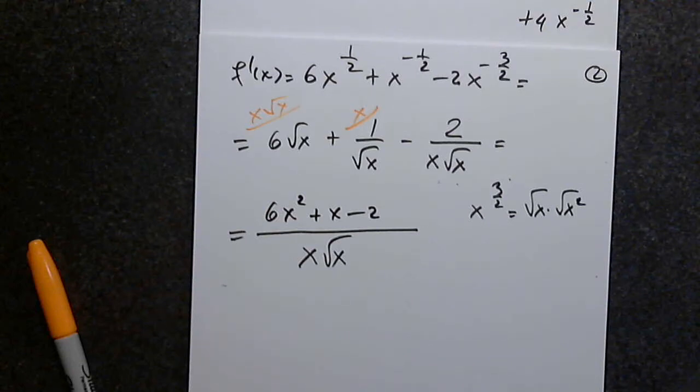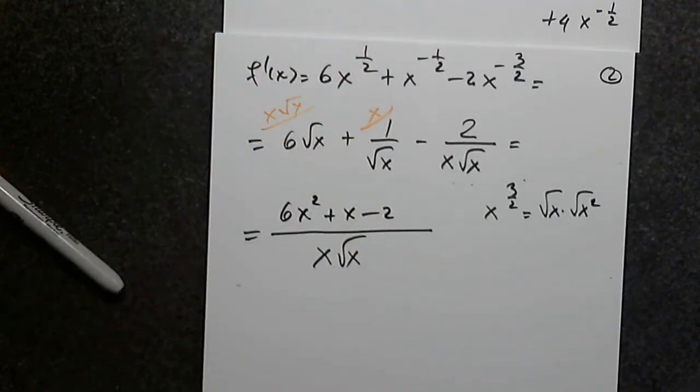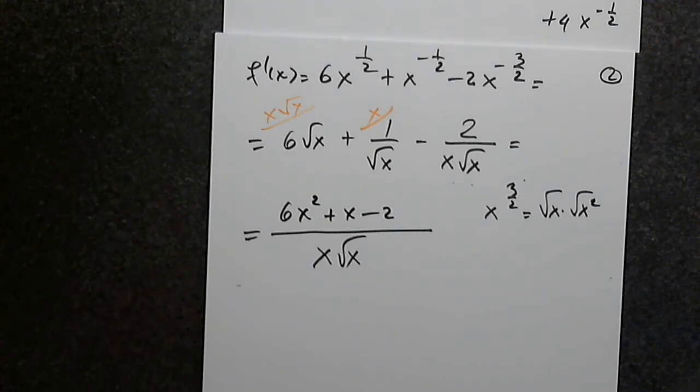It cleans up quite nicely once you find the least common denominator. So now you can find critical numbers by setting this equal to 0. The function is undefined at 0, so is its derivative, so there is no discussion there. There are no critical numbers coming from f prime being undefined where the function is defined. So only when I set this equal to 0, and I get 6x squared plus x minus 2 equals 0, which has two real solutions.